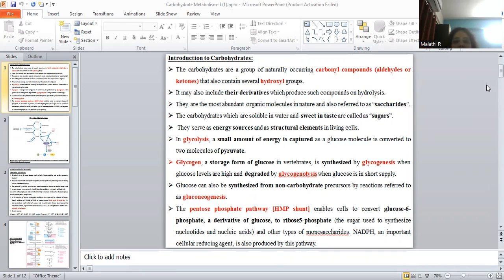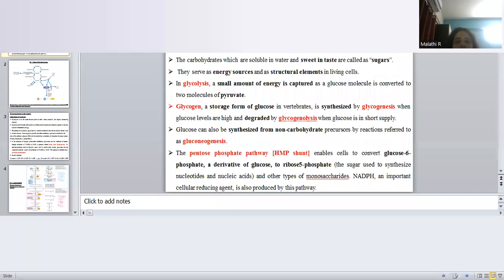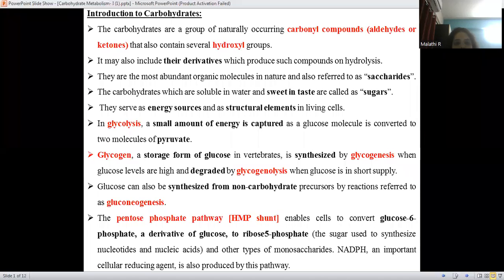Carbohydrates are a group of naturally occurring carbonyl compounds made up of aldehydes or ketoses, which also contain several hydroxyl groups. Apart from that, these are the major carbohydrate sources, the major energy source, and easily oxidizable in nature. And these carbohydrates are soluble, of course, in water and also sweet in taste. That's why you generally call them sugars.